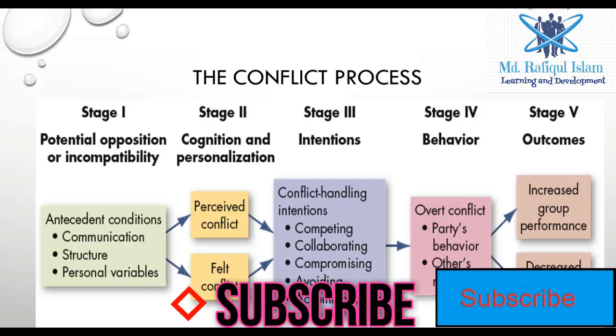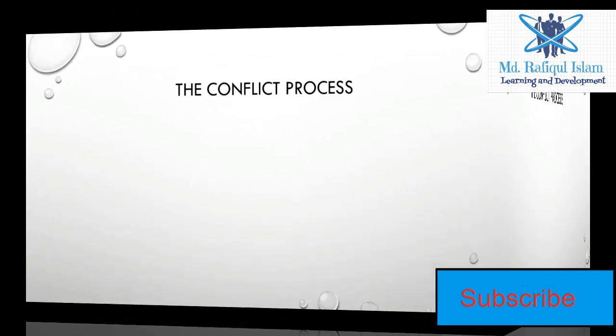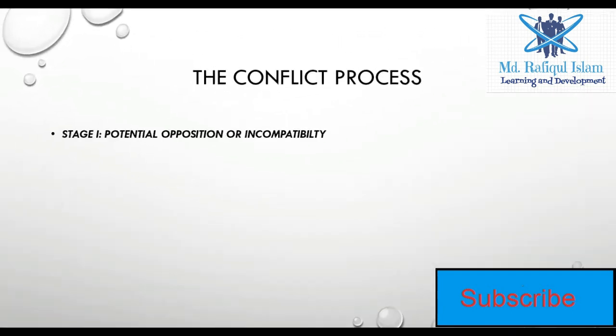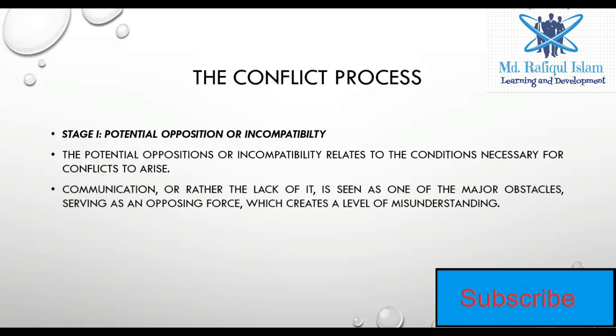If it is a good conflict, then it will increase group performance. On the other hand, if it turns into a very bad conflict, then it will decrease the group's performance. So let's discuss these steps. Stage 1, potential opposition or incompatibility, relates to the conditions necessary for conflicts to arise. Here, the first thing is communication.